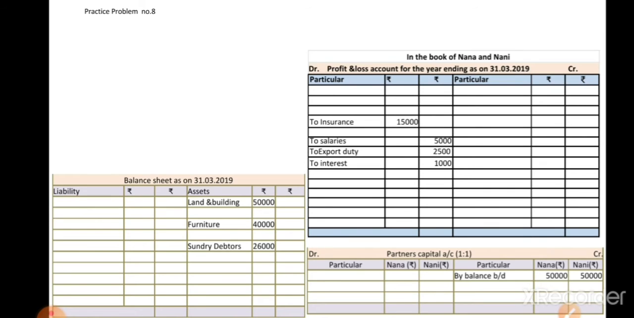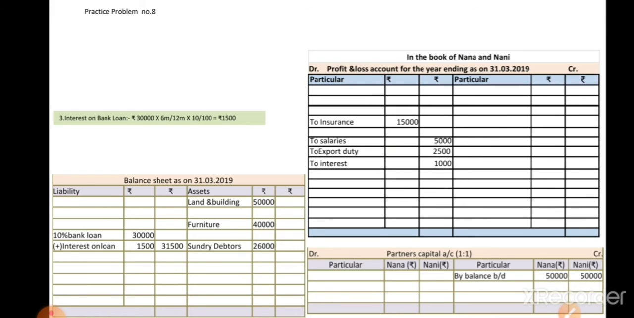Okay, next item, that is a 10% bank loan taken on the 1st October 2018. Here there is a hidden adjustment, so we have to calculate the interest on the bank loan. They give us the date, so from 1st October to 31st March we have to calculate the interest on that.